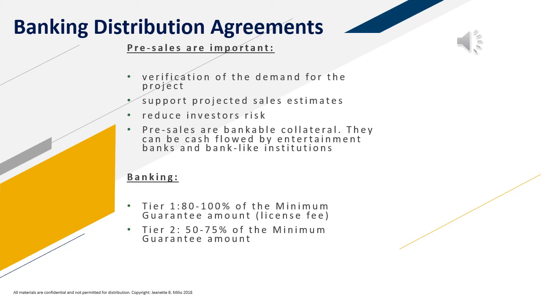In the case of Tier 2 territories, which are economically challenged territories, that discounting drops down to sometimes 50%. It can also be nothing. In many cases, it's somewhere between 50 to 75% of the contracted license fee amount.